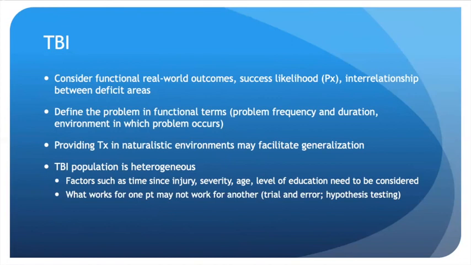And remember, the traumatic brain injury population is heterogeneous. Factors such as time since injury, the severity, the patient's age, their level of education, their prior level of function, these all need to be considered. And what works for one patient might not work for another. Therefore, you might have to do some trial and error, some hypothesis testing to really determine what the best method is to improve the function in this particular patient.